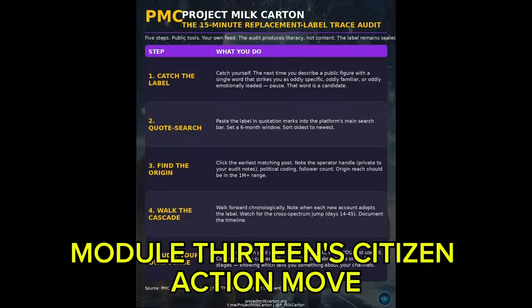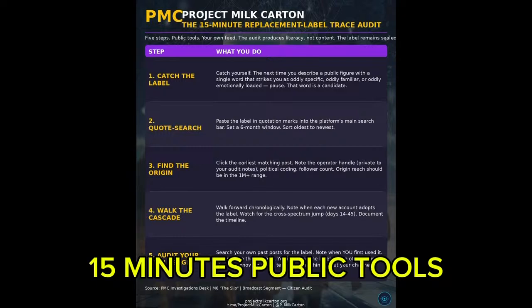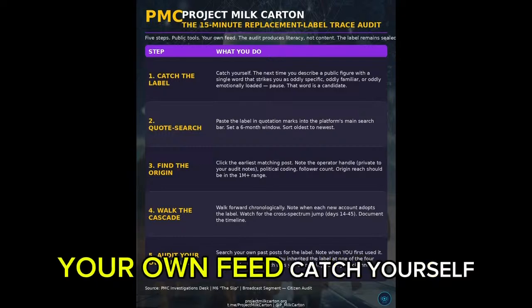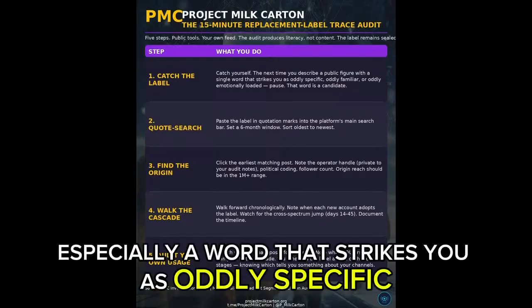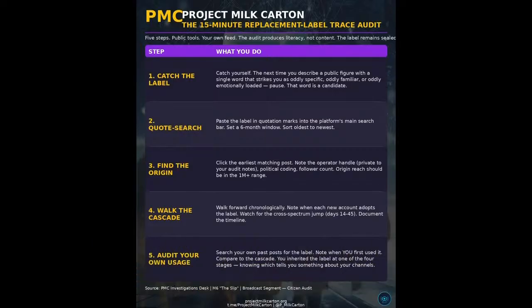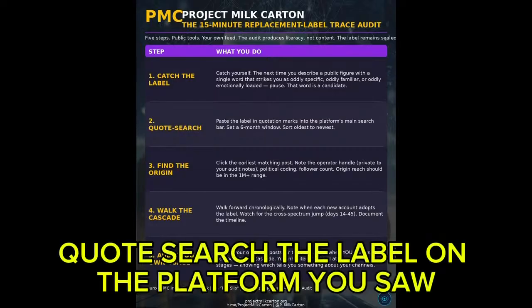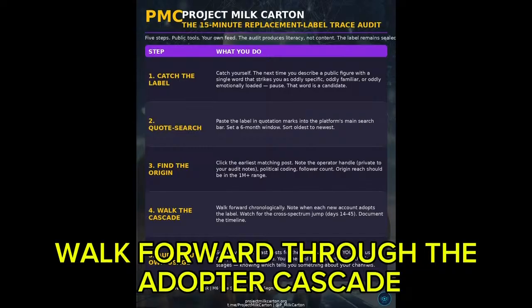Module 13's citizen action move is the replacement label trace audit. 15 minutes. Public tools. Your own feed. Catch yourself the next time you describe a public figure with a single word, especially a word that strikes you as oddly specific, oddly familiar, or oddly emotionally loaded. Quote, search the label on the platform you saw it on. Sort by date. Find the earliest matching post. Walk forward through the adopter cascade.